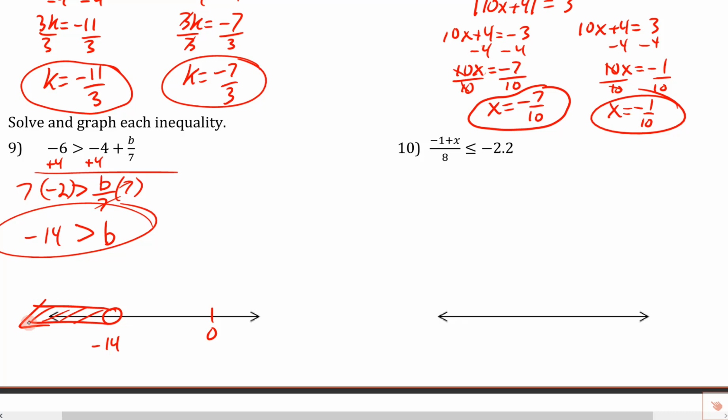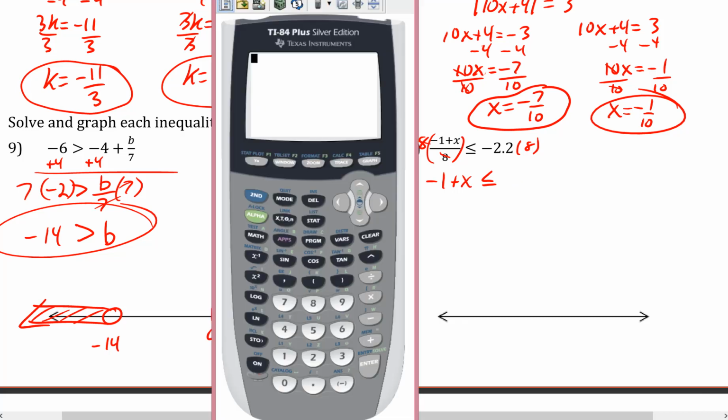Let's take a look at the next one. That long fraction bar groups the two of those together, so we're going to multiply both sides by 8. Those are going to cancel. We're left with negative 1 plus x. We're multiplying by a positive 8, so that does not change the direction of the inequality. We'll double check and make sure we get the right answer here.